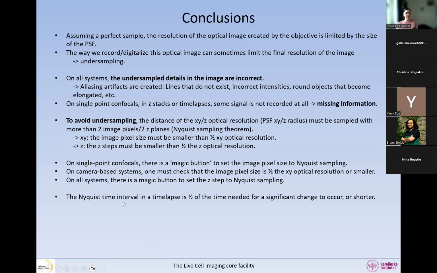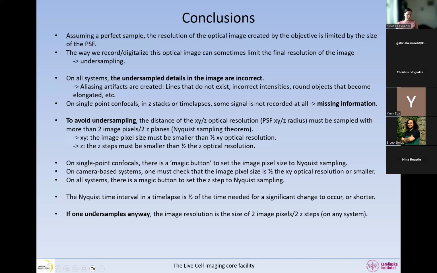Okay. And the Nyquist sampling also works with time. So the time interval in a time lapse should be half of the time needed for a significant change to occur, or it should be shorter. And what the significant change is, is for you to decide, when it's going to be preventing you from answering your scientific questions or not. That's what it means, right? Whatever you need to measure to answer the scientific question, this is the time for a significant change. You divide that by 2, and this is your time interval.